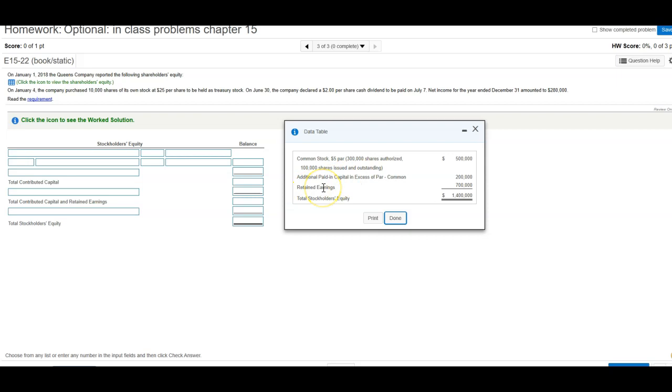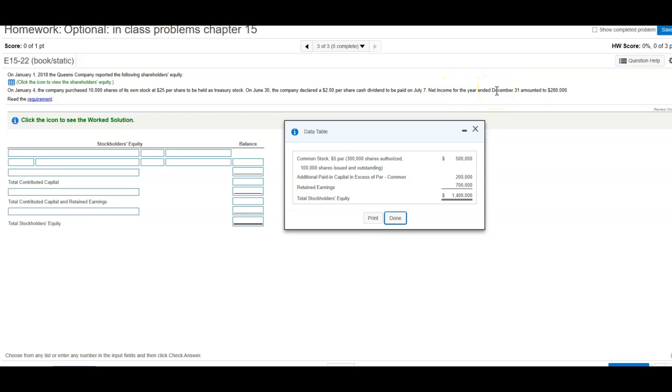Retained earnings is going to change. So let's see what can affect that. On June 30th, we paid $2 per share. And remember, what are we paying those shares on? The ones that are outstanding. So we said 90,000 were going to be outstanding. So we have a dividend of $2 times 90,000 shares. And we also are given net income information.